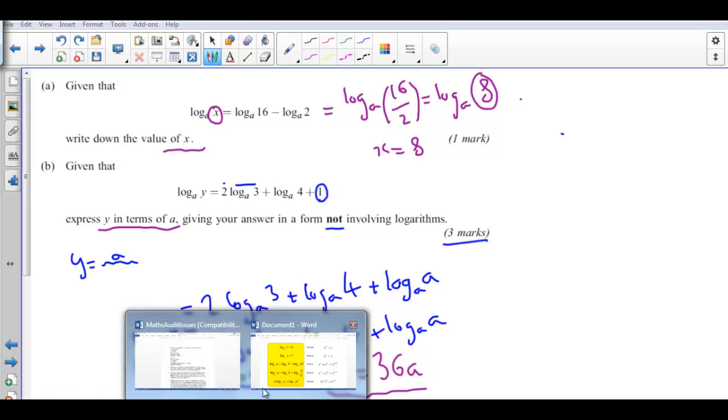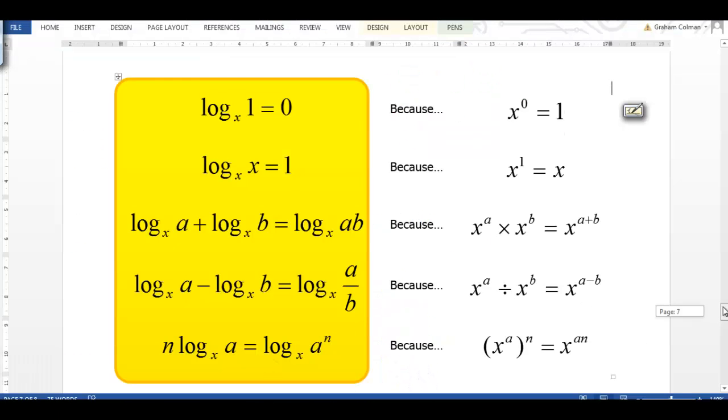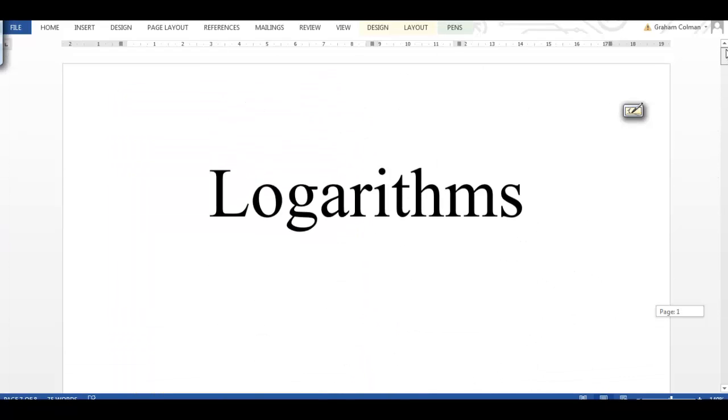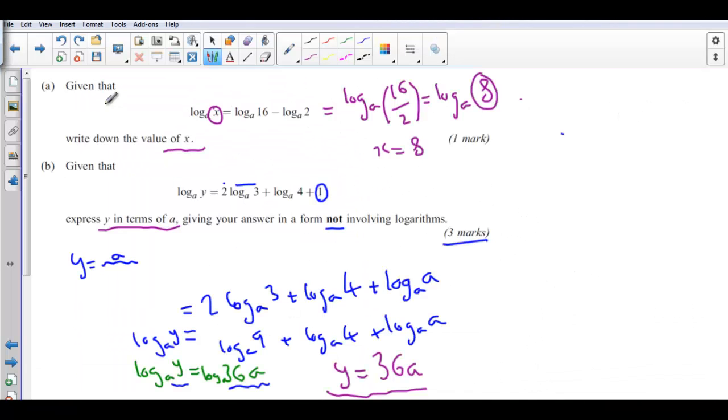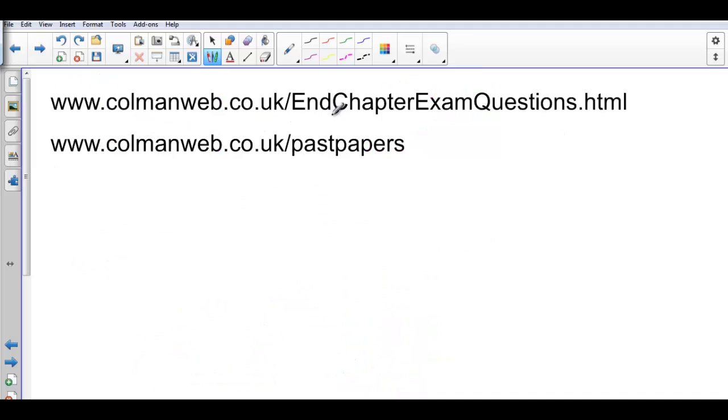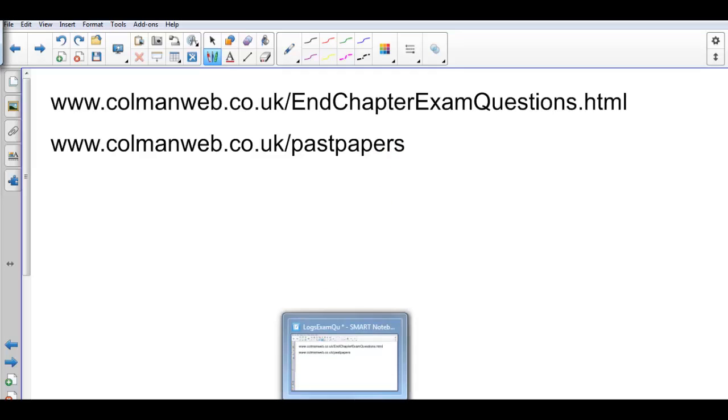That's your quick run through of logarithms. What I suggest you do now is go on to Coleman Web. You can use the end of chapter exam questions. There's one all about indices and logarithms in Core 2, or go through to the past papers, pick out Core 2 papers, and have a go at some questions. Best of luck to you.